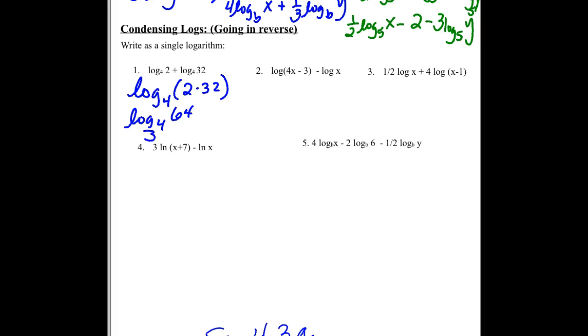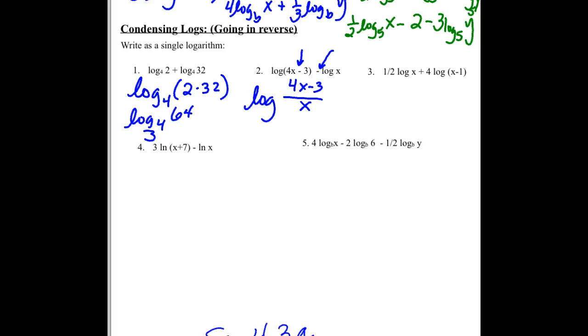Okay. I see 2 subtraction signs in the next one. Can I split apart that first one? No. It's a quantity that we're taking the log of. But this one means what? Divide. When I condense it back, it's going to be division. So I'm going to write log of the quantity 4x minus 3, divided by x.